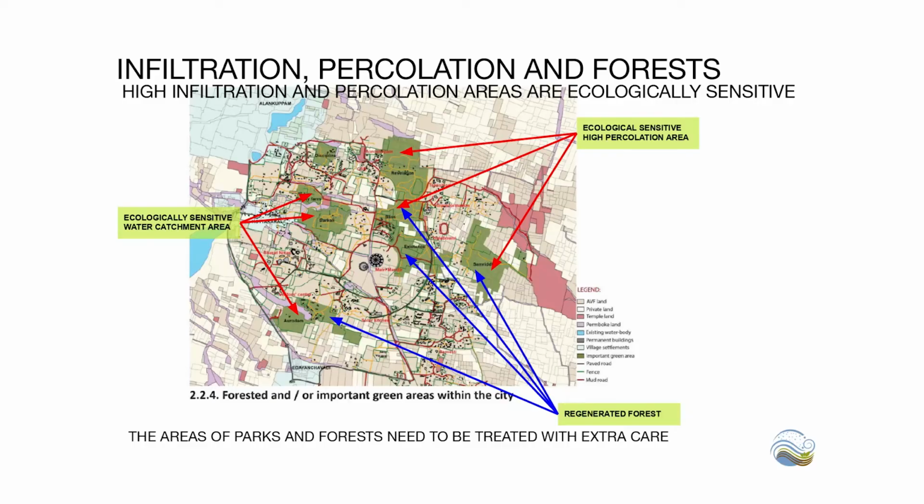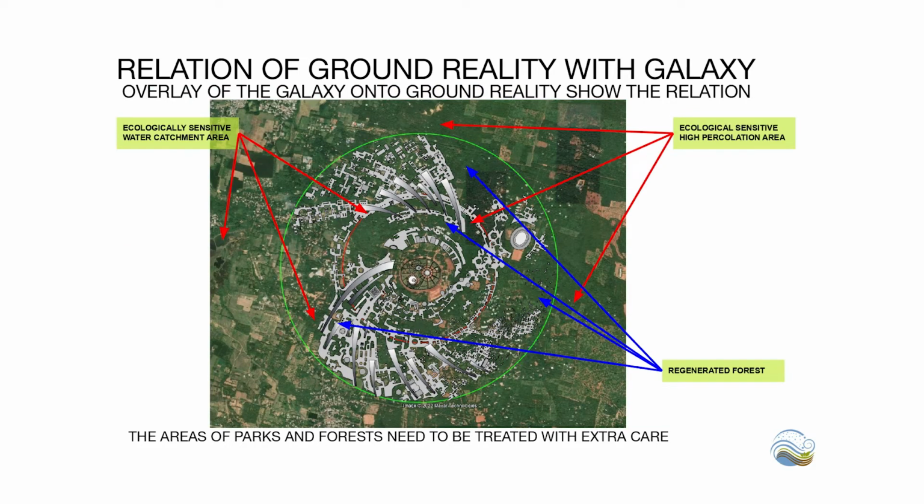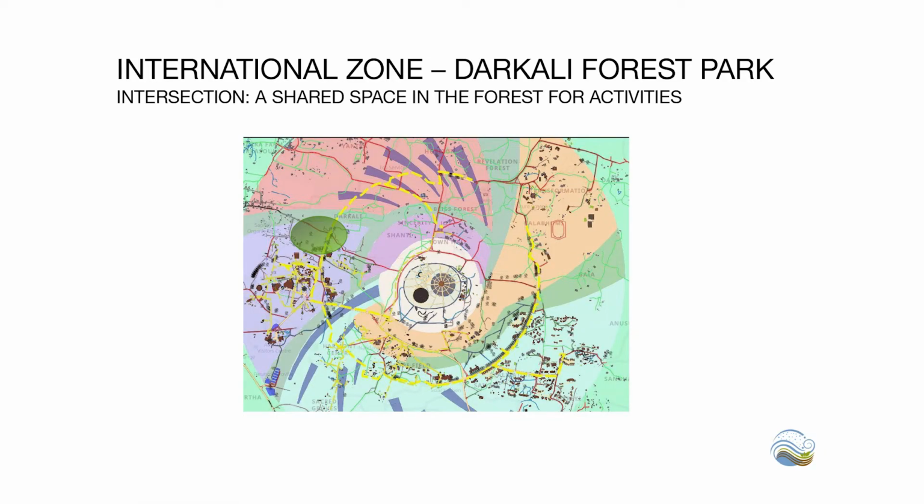So basically it relates to where the high percolation or high infiltration areas are in Auroville. So it's kind of a natural thing that the forests grew best there and were planted there. And then we have the overlay of the galaxy. So also here we see again, actually by chance or not by chance, a lot of those areas are very low built up areas. They're not high density areas. And then I go into my proposals of what I want to propose for different areas.